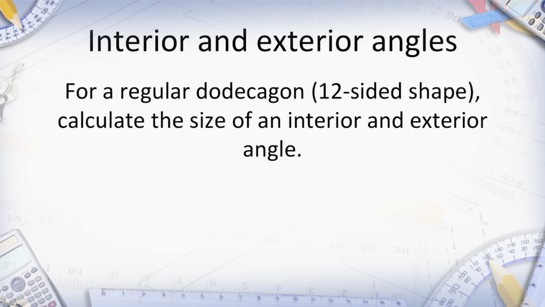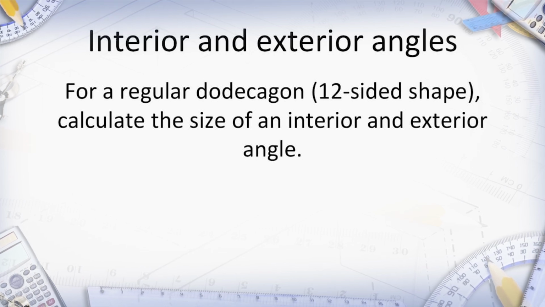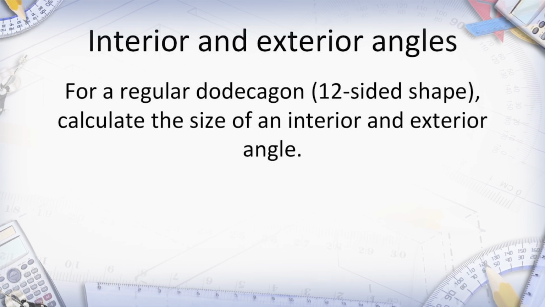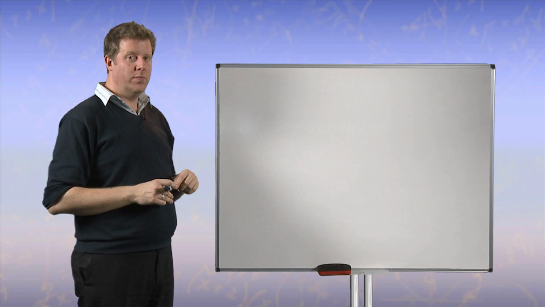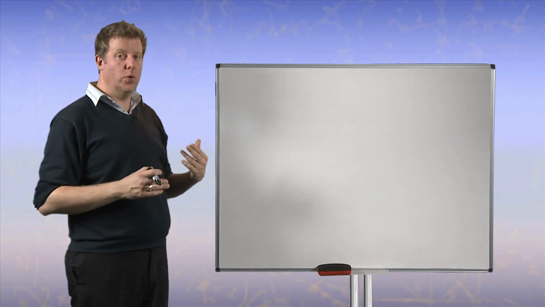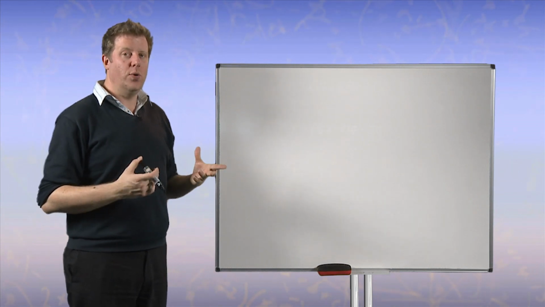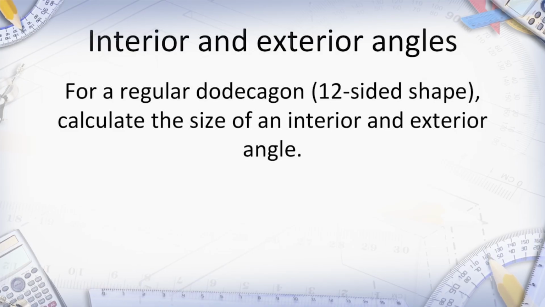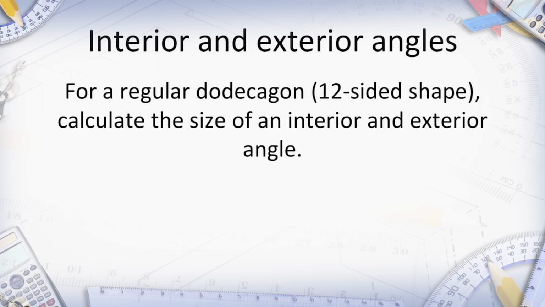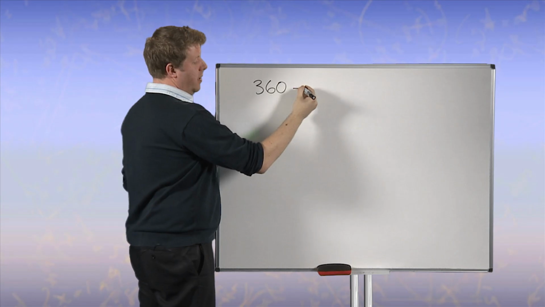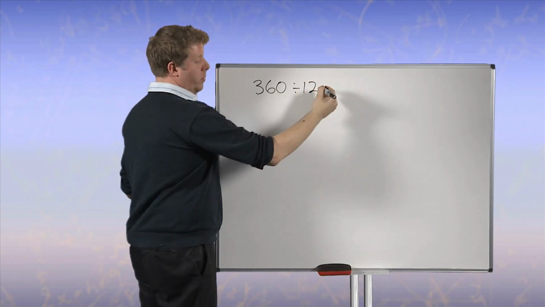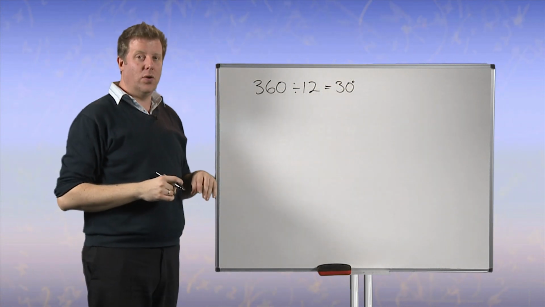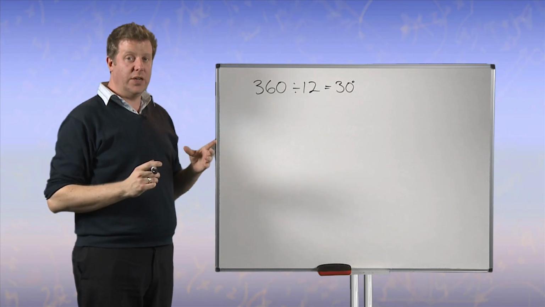The first example we've got here is for a regular shape, in this case a dodecagon, which is a 12-sided shape, and they'd like us to calculate the size of an interior and an exterior angle. Now, the easiest way to do this is to first of all look at the exterior angles. We know they always add up to 360 degrees. So if I want to work out what an exterior angle is in this 12-sided regular shape, I simply do 360 divided by 12, which you should be able to see gives us 30 degrees. So each exterior angle on this regular dodecagon is 30 degrees.